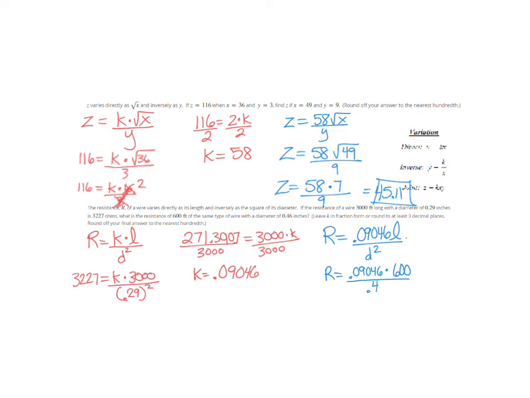So different wires have different resistances. So this particular wire, I guess, has different gauges. And so all we would do then is type that number that's sitting in your calculator already, just take it times 600 and divide it by 0.46. Our new resistance is 256.51 ohms.